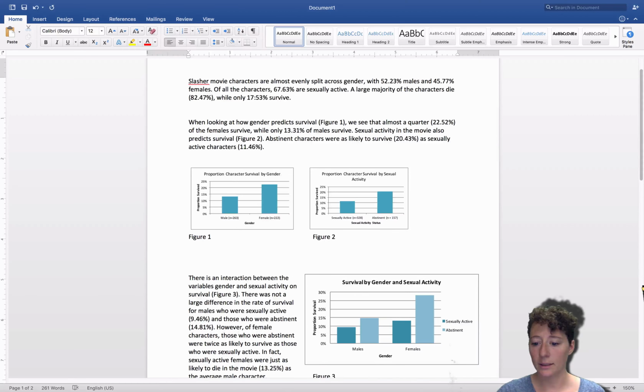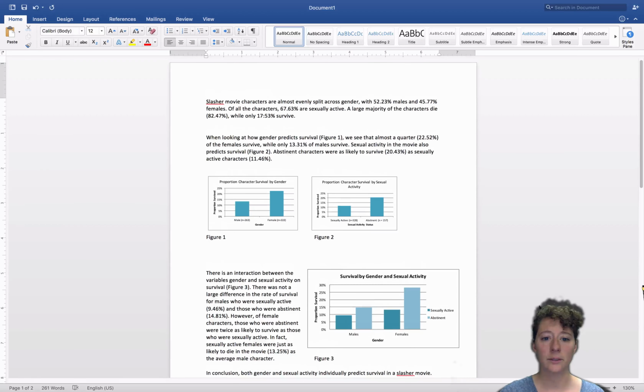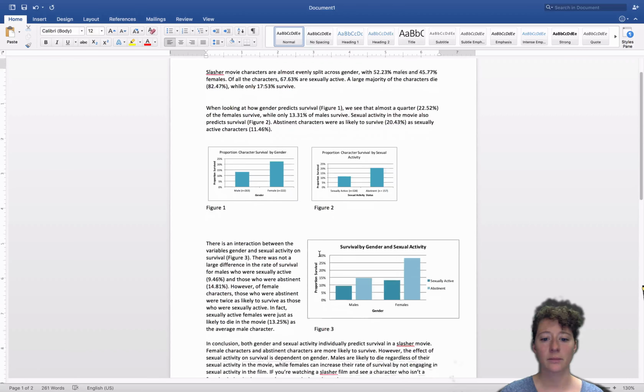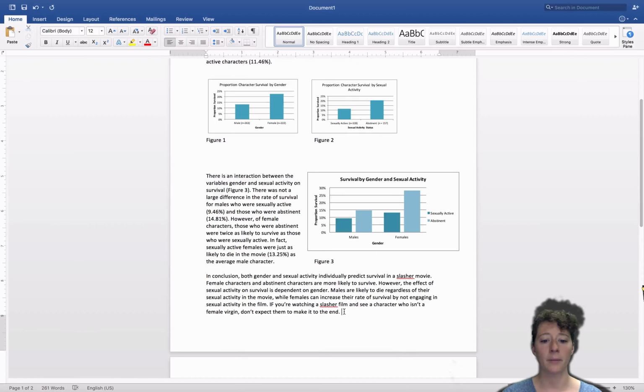Let's zoom out again and see just what it looks like. Overall, we've talked about the makeup of the data sample. We've looked at individual predictors, and we've looked at our multivariate predictors. We've added some sentences that make it easy to understand what's happening in the graphs, as well as the relevant interpretations that the reader should be making. And finally, we give them a conclusion, something nice to wrap up all of the information together and kind of consolidate it into an easily digestible idea.